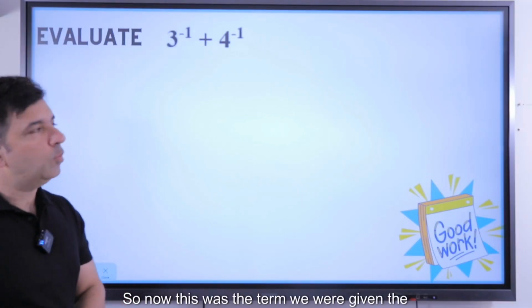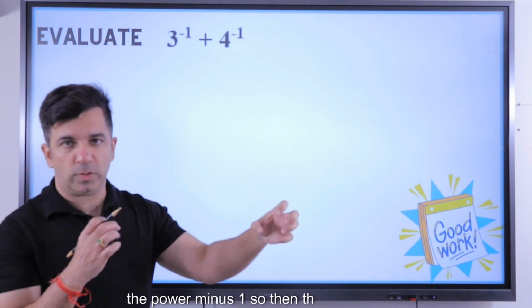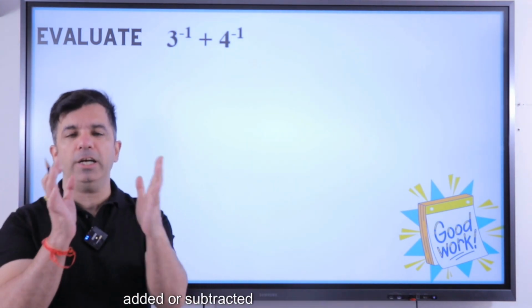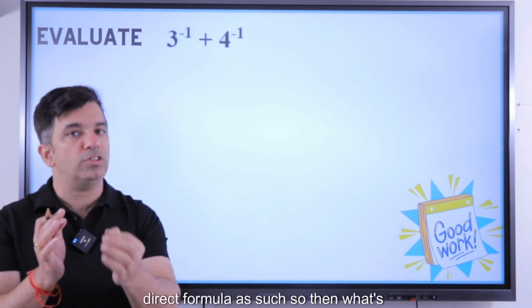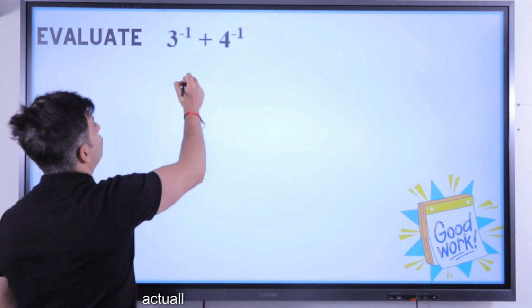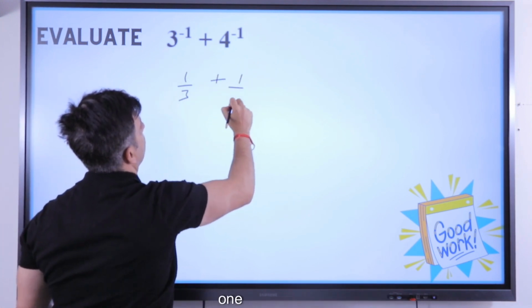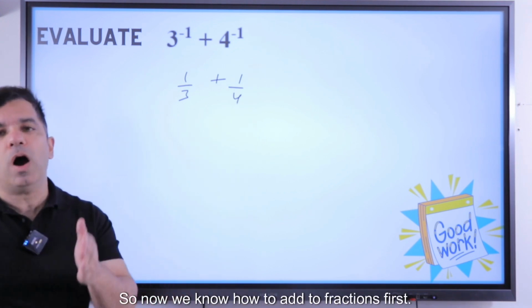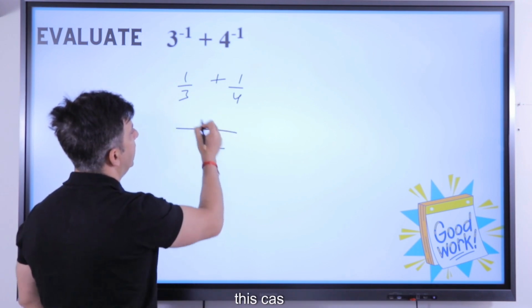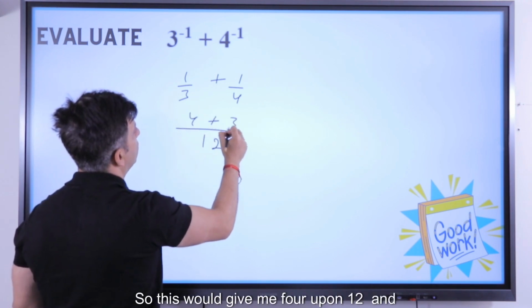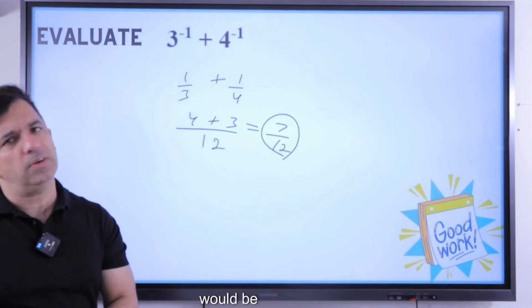So now this was the term. We were given the expression 3 to the power minus 1 plus 4 to the power minus 1. So when these terms are added or subtracted, we don't have any direct formula as such. So we need to actually simplify the entire expression. So this is actually 1 upon 3 and this is 1 upon 4. So now we know how to add two fractions. First we need to take the LCM, that would be 12 in this case. So this would give me 4 upon 12 and this would be 3 upon 12. So this would be my final answer, which would be 7 upon 12.